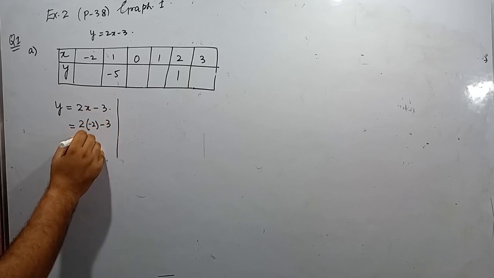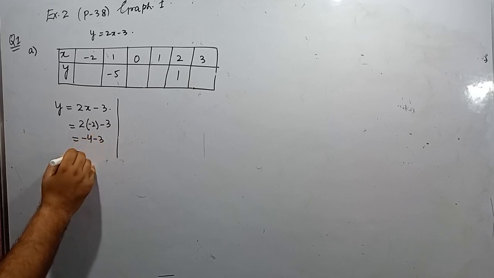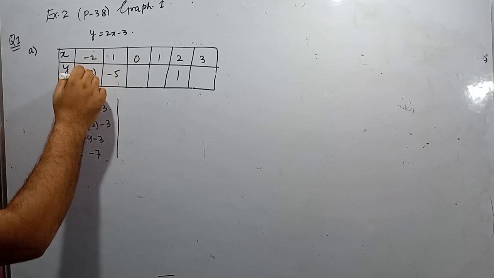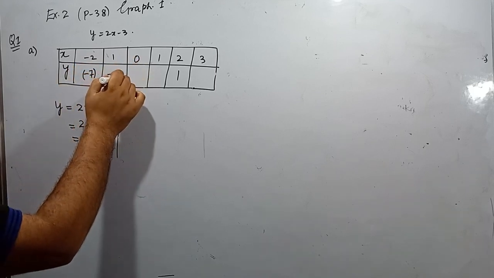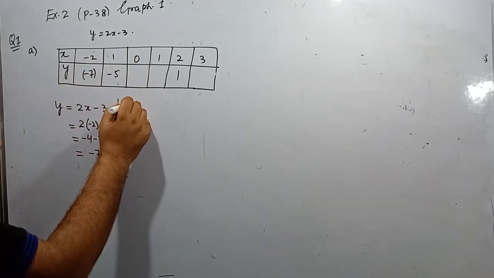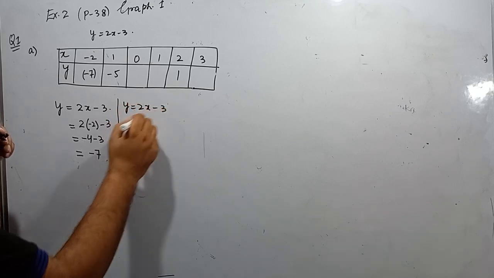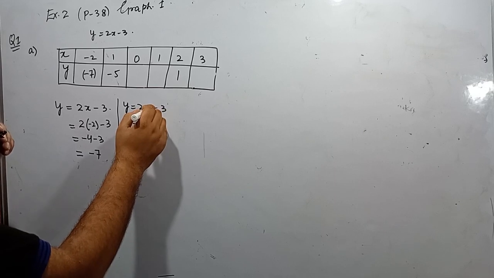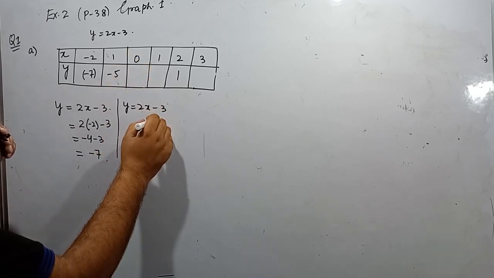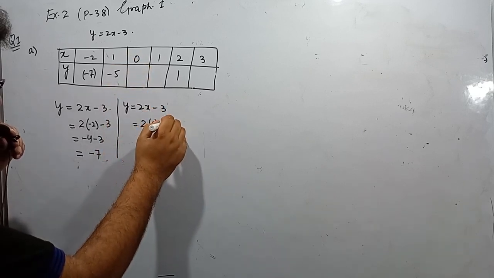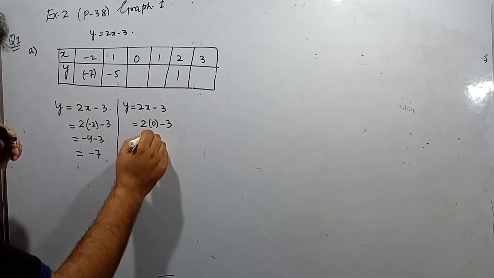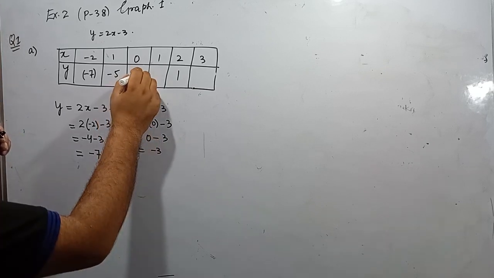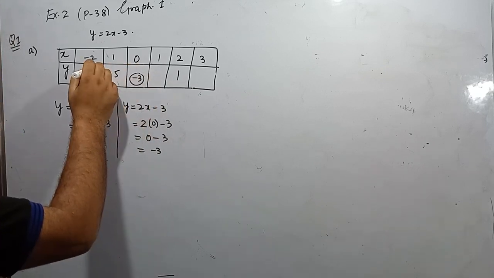2 times minus 2 is minus 4, minus 3. You can see it is minus 7. So I will write here minus 7. Now coming to the next value, y equals 2x minus 3. In place of x we will write 0. Then minus 3. 2 times 0 is 0, minus 3. So minus 3 is the value of y here. So I can write here minus 3.